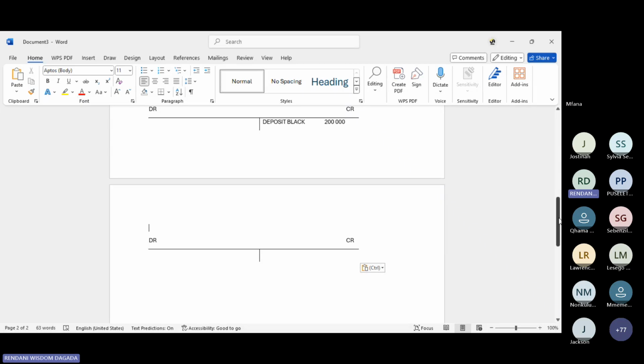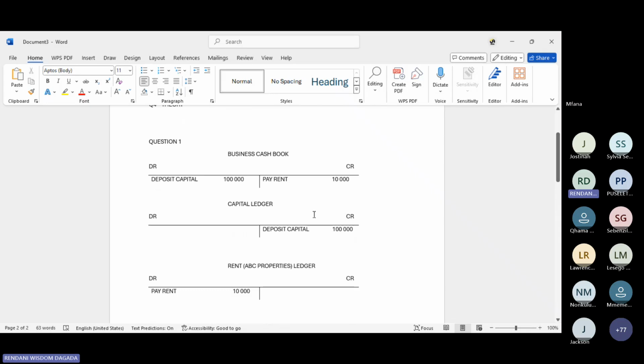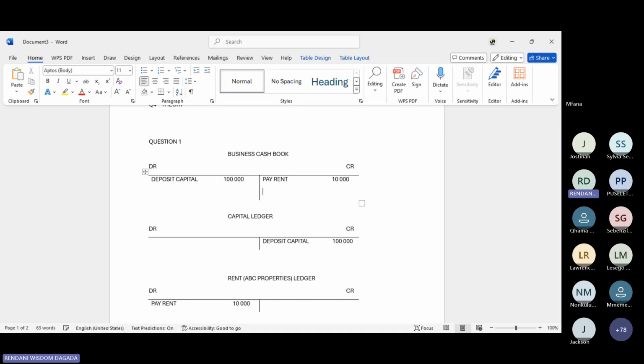So we're gonna go back to our BCB. Guys, try to minimize opening many books if you already have that book. For example, we already have this BCB right here, so that is the one that we are going to use. Is the rent a payment or a deposit? We realize that it's a payment. We're gonna say pay rent 11,500.